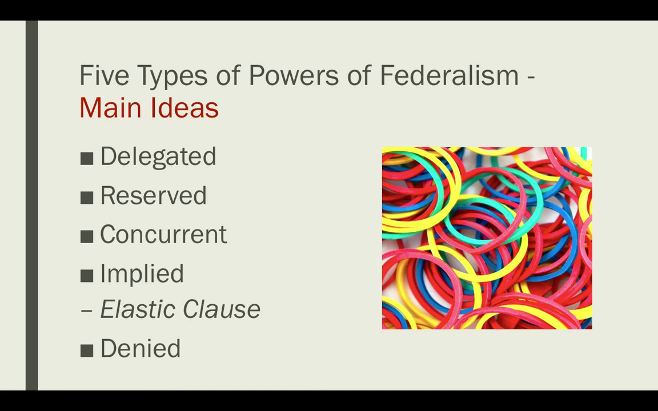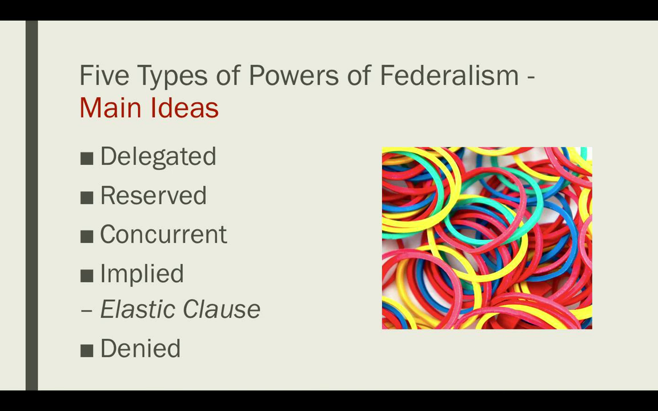Implied powers. This is also known as the elastic clause, which I know you've been wondering, why the heck are there rubber bands on this slide? Well, the implied powers are referred to as the elastic clause, and it comes from the Constitution, where it states that Congress shall have the power to make all laws which shall be necessary and proper for carrying into the execution of the foregoing powers. So necessary and proper is what we focus on right there.